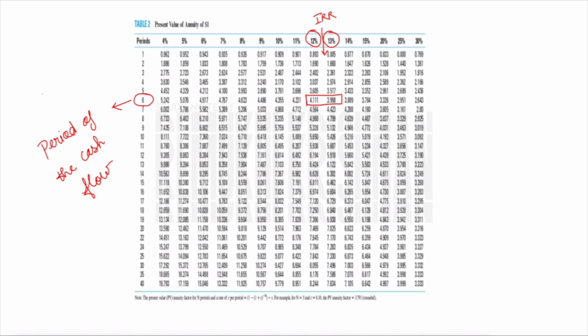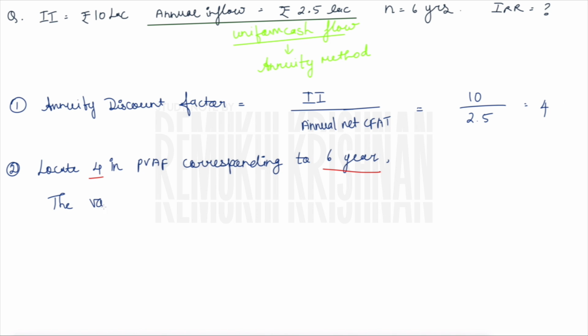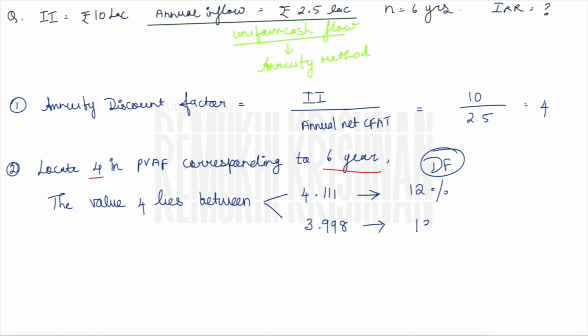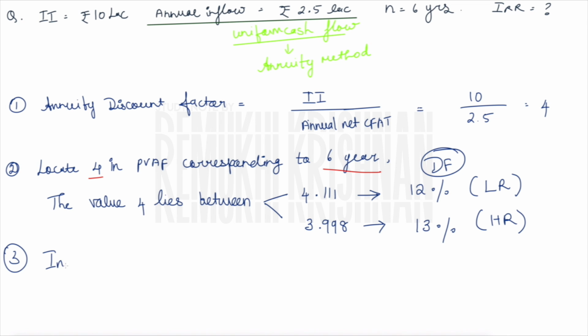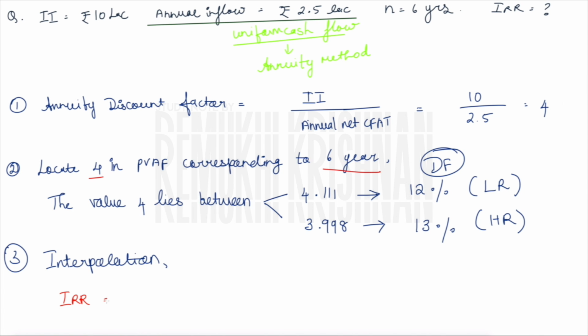So the value 4 lies between what? 4.111 and 3.998. So the corresponding discounting rates are 12 percentage and 13 percentage. This 12 percentage is the lower rate and 13 percentage is the higher rate. Now I am just going to substitute these values. Before that, I must find my net present value at lower rate and net present value at higher rate.